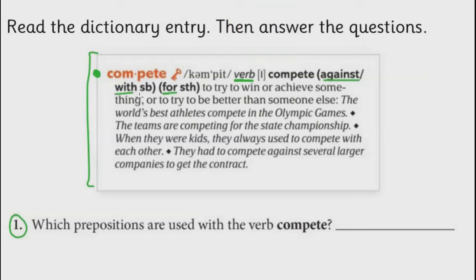And we have some abbreviations here. SB, STH. SB means somebody, talking about a person. STH means something. SB is just short for somebody, and STH is an abbreviation for something. So they're trying to save space in the dictionary by using these abbreviations. You compete against somebody, you compete with somebody, or you compete for something. So these three are the prepositions that are used with compete: against, with, and for. Great.